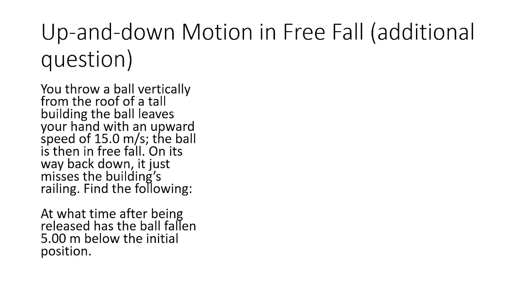And in that, I actually have another or additional question for this problem. So you throw a ball vertically from the roof of a tall building, same scenario, the ball leaves your hand with an upward velocity of 15 meters per second. The ball is then in free fall, and on its way back, it just missed the building's railing. Find the following, which is isa na lang. At what time after being released has the ball fallen 5 meters below from the initial position?